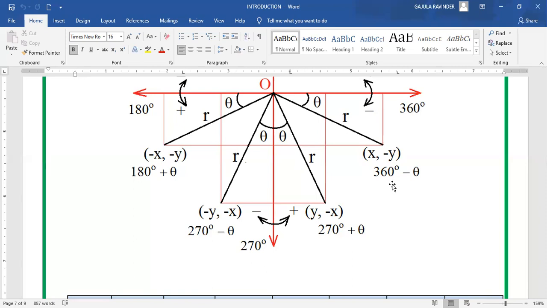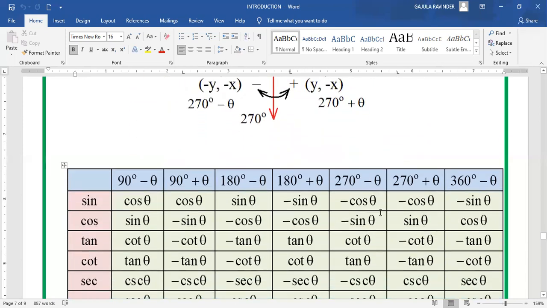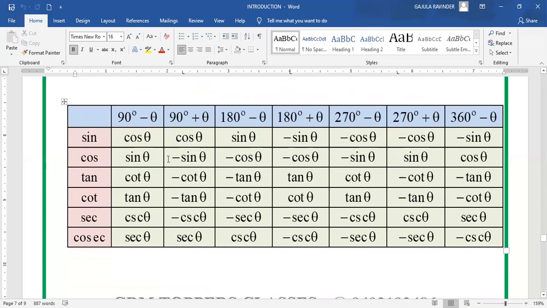That means sin of 360 plus theta will be sin theta only. Cos of 360 plus theta will be cos theta only, because any number of complete rotations can be simply ignored, and you can write the final, that means only theta. So all these results have been furnished in this tabular form, dear friends. Now you can see the trigonometric ratios of allied angles in this manner. These are the ratios, and these are the allied angles.